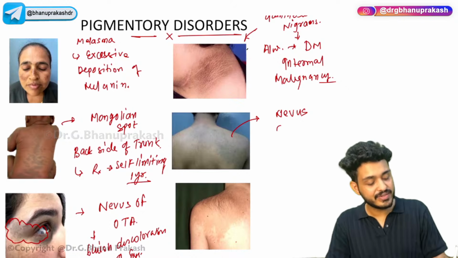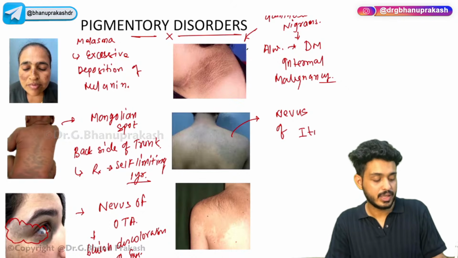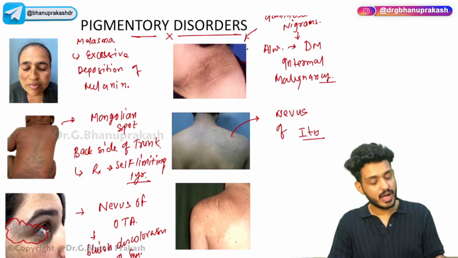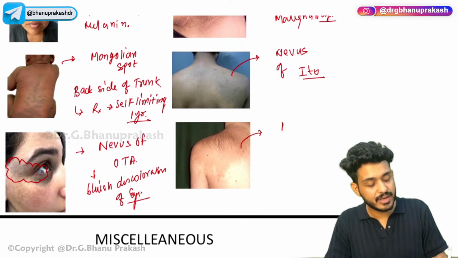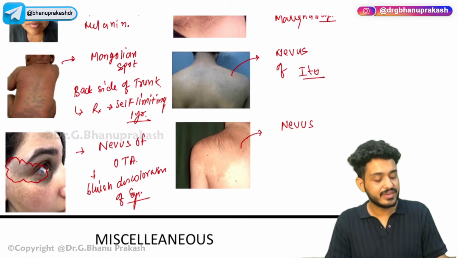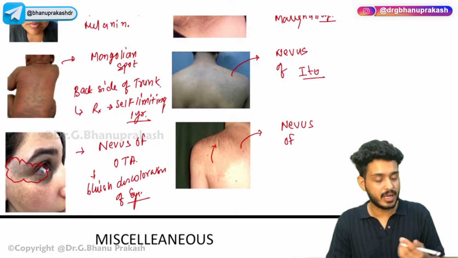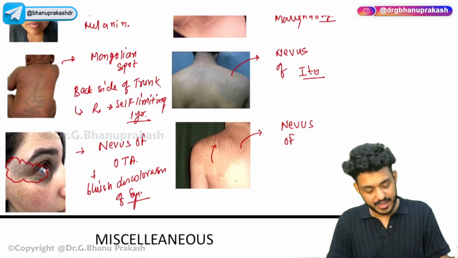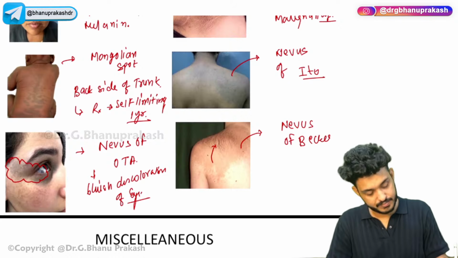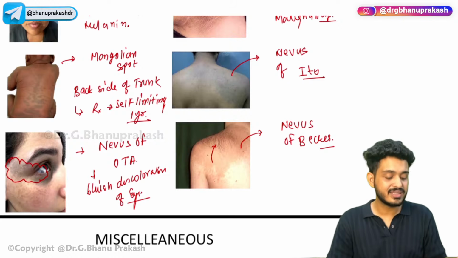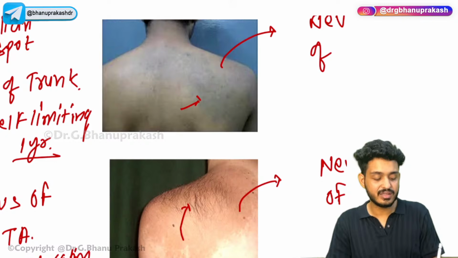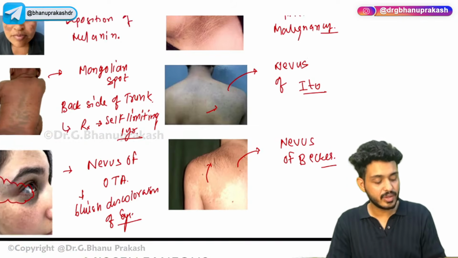This one is again a discoloration, so it is also a nevus. But which type of nevus is this? Nevus of Ito. This is your nevus of Ito. This is also a discoloration, so there will be nevus. What kind of nevus? You will be seeing this type of hairs. In Hindi, hairs are bal, so if hair is there, that is your Baker's nevus. You can appreciate here that discoloration is there, right? So that is your Baker's nevus.